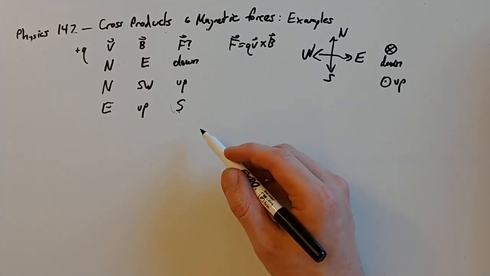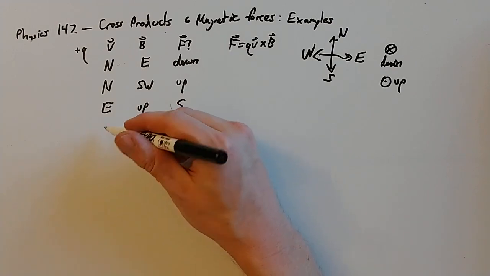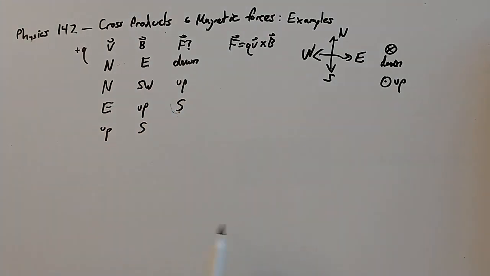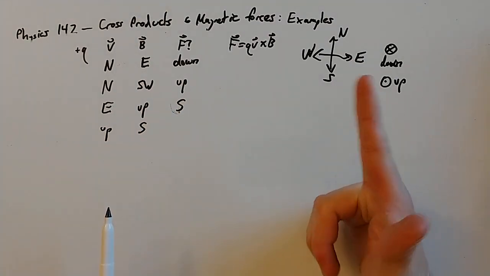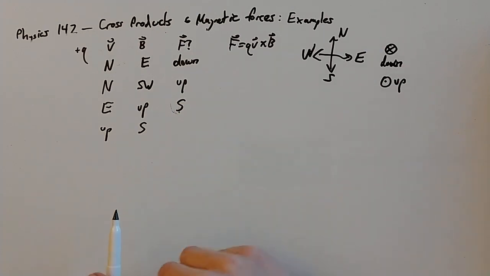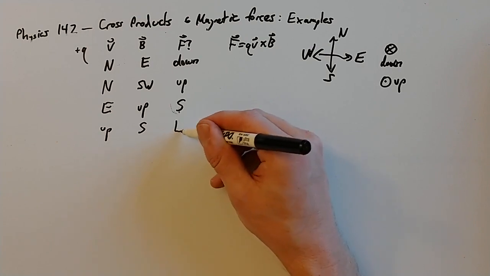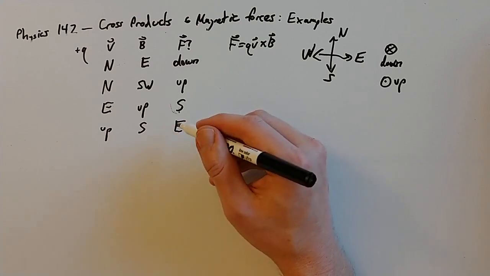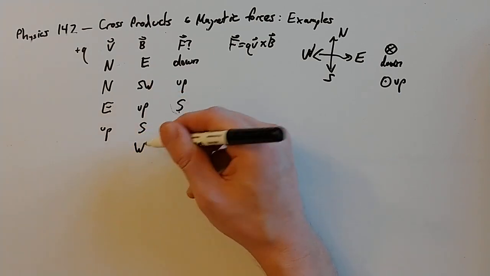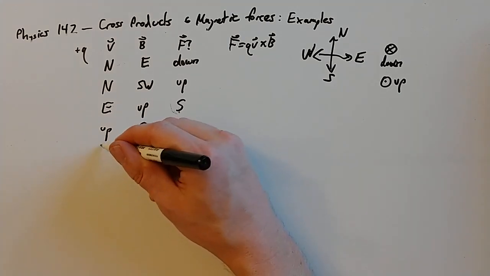Just a couple other ones here. What if I have V pointing up and B pointing south? If V is up and B is south, what kind of answer do you get for that? You can pause it. It ends up being east. And then last, what if B points west and V points west? What if we have them both point west?